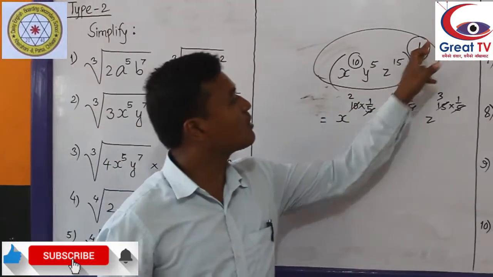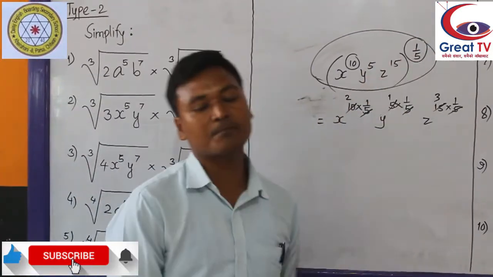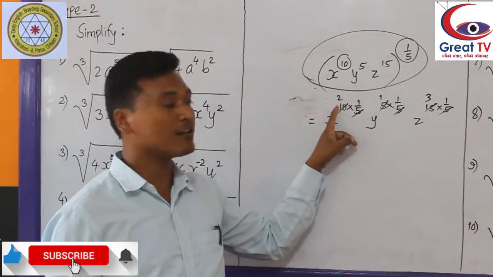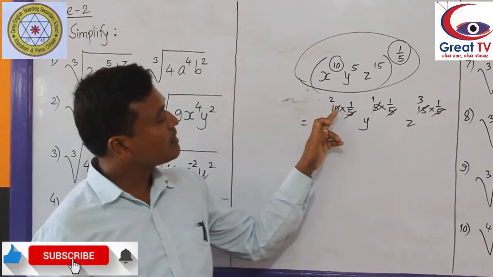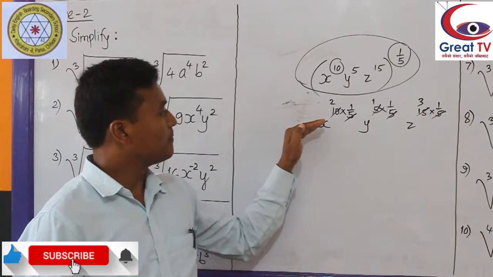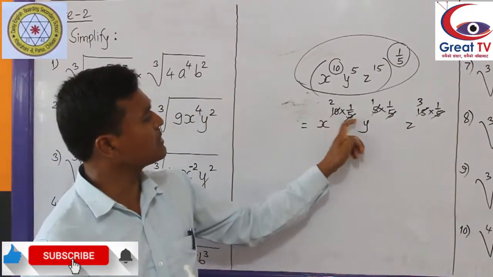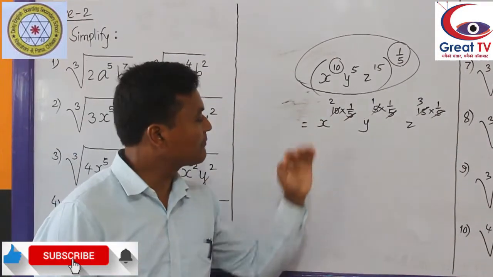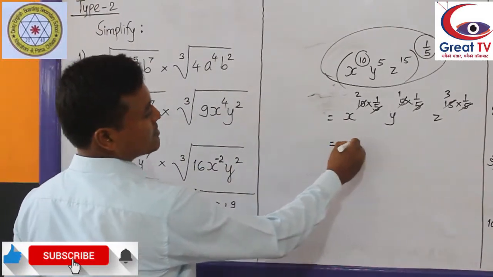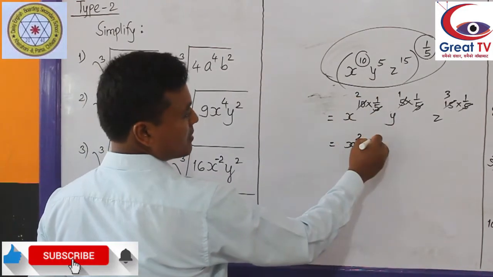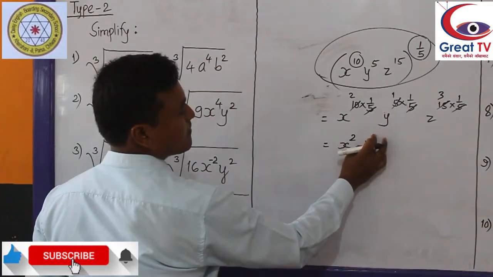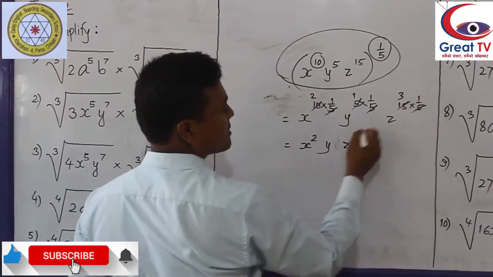But if the whole power were 1 upon 2 or 1 upon 3, something like that, say 1 upon 3, then 10 cannot be cancelled by the number 3. 10 by 3 would be the value over here. If it's possible to cancel, do cancel. If not possible to cancel, write by multiplying. Then after this, x to the power 2 1s are 2. Similarly y to the power 1 1s are 1, or you can write y only. z to the power 3 1s are 3.